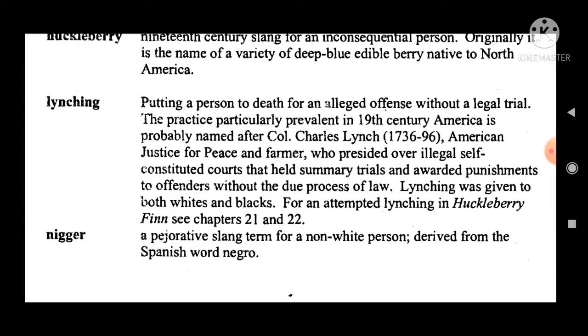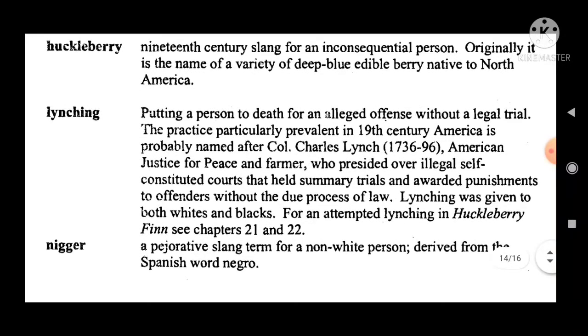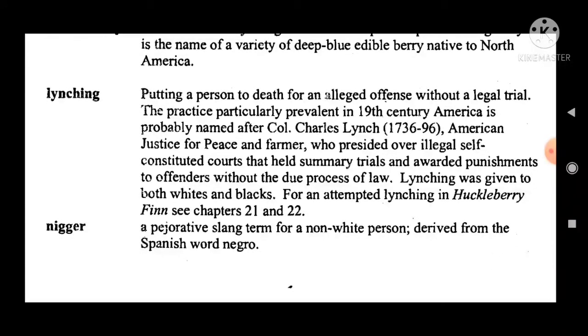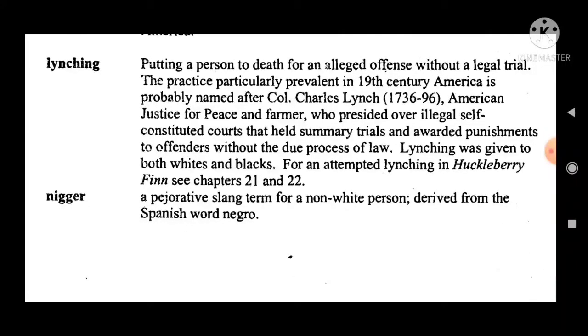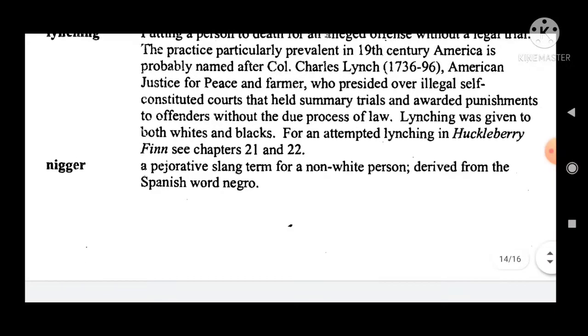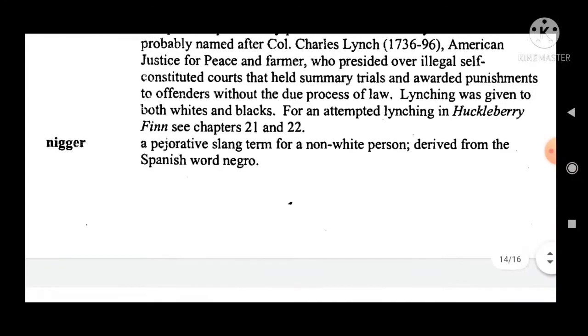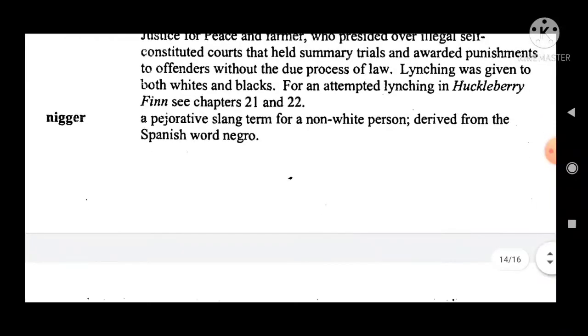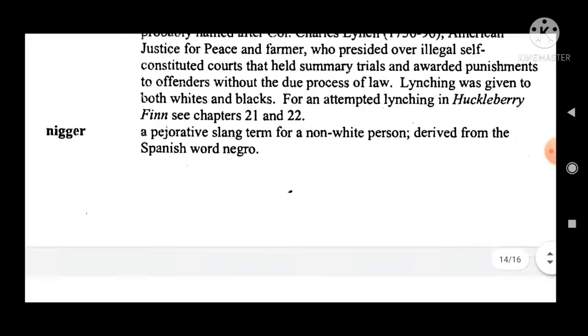Then lynching, putting a person to death for an alleged offense without a legal trial. The practice, particularly prevalent in 19th century America, is probably named after Colonel Charles Lynch, 1736 to 96, American justice of the peace and farmer who presided over illegal self-constituted courts that held summary trials and awarded punishments to offenders without the due process of law. Lynching was given to both whites and blacks. For an attempted lynching in Huckleberry Finn, see chapters 21 and 22.